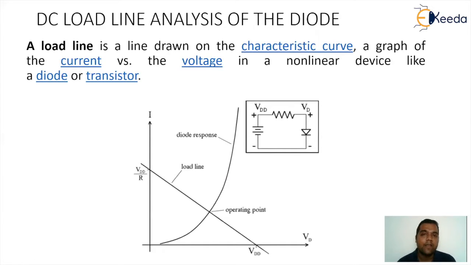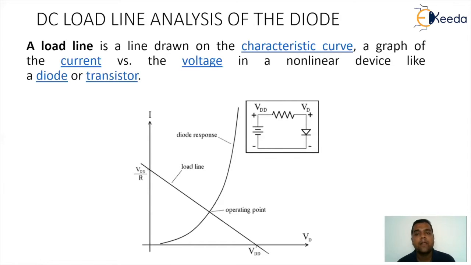All of us are aware that the diode is a non-linear device. Similarly, the other active family members like transistors and MOSFETs also have non-linear characteristics. So whenever we talk about the load line, we always get the operating point, or the current and the voltage at which the devices are operating.